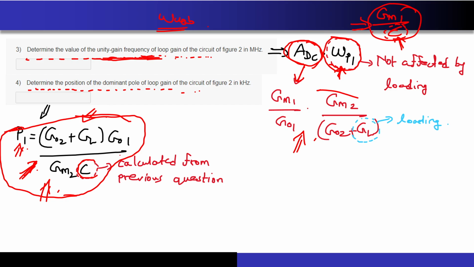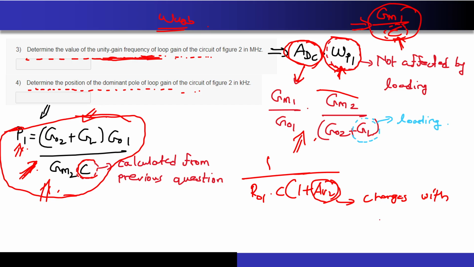So remember how this expression has occurred. This expression was nothing but 1 by Rho1 times C into 1 plus whatever gain is there at the stage 2. And remember this gain of the second stage, this gain changes with the loading, correct? Changes with loading. So what do I mean?